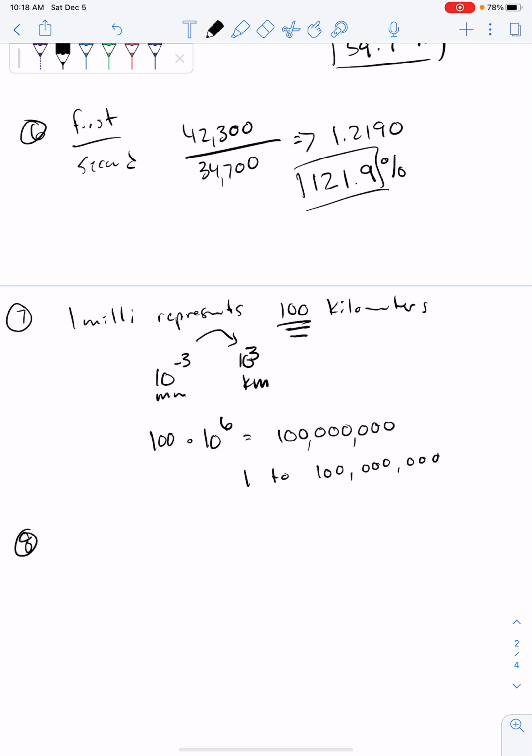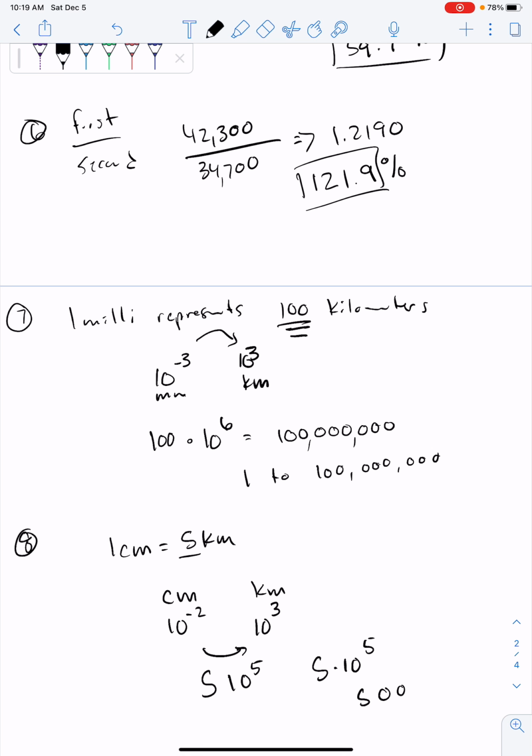All right, so number 8. Same idea, the scale ratio, but it wants me to go from 1 centimeter to 5 kilometers. So again, centimeters is 10 to the -2. Kilometers is 10 to the 3rd. So I'm going up by 10 to the 5th. That's how much I'm increasing. But it's not 1 kilometer, it's 5 kilometers. So I'm going to put a 5 in front. So 5 times 10 to the 5th is 5 with 5 zeros. So that's 500,000.